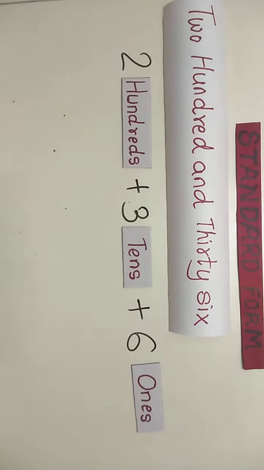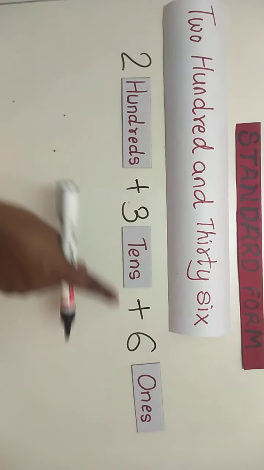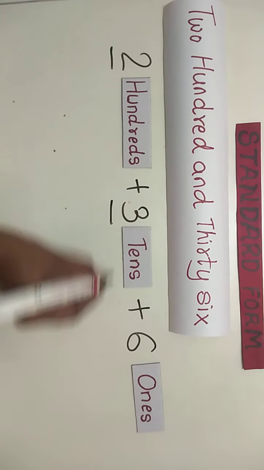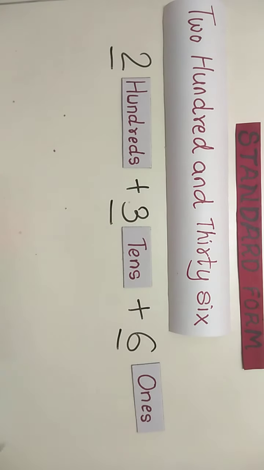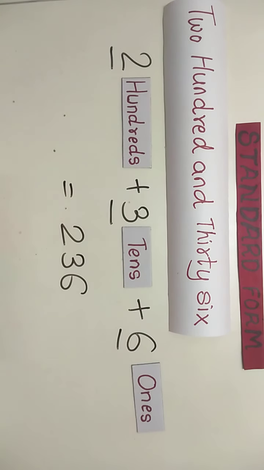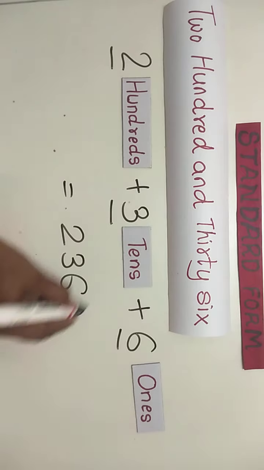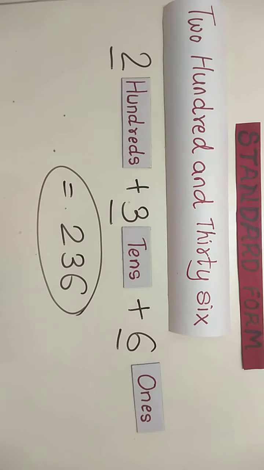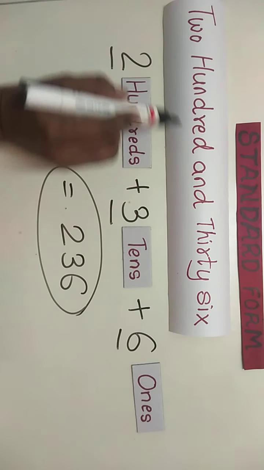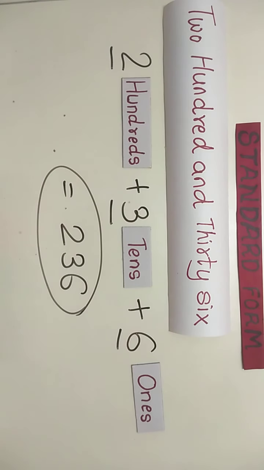So how are we going to write it in the standard form? 236. So we will write it as 236. So 236 is the standard form of the number name 236. So we can write it in this way also.